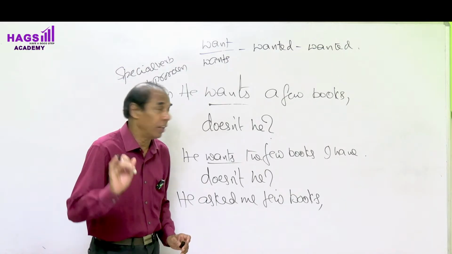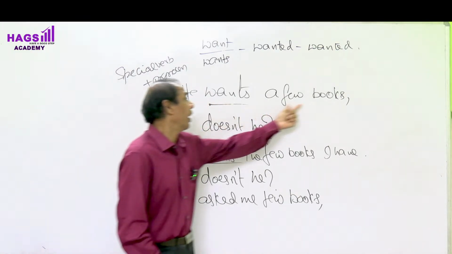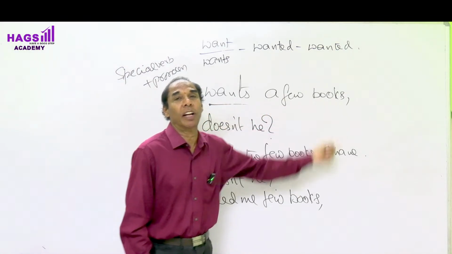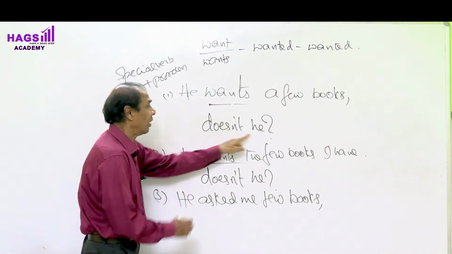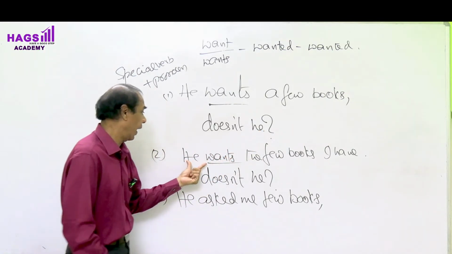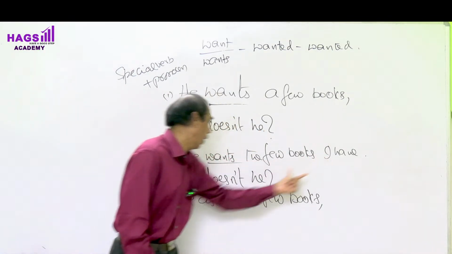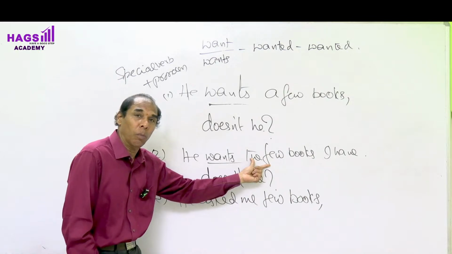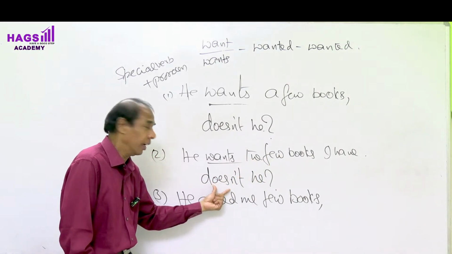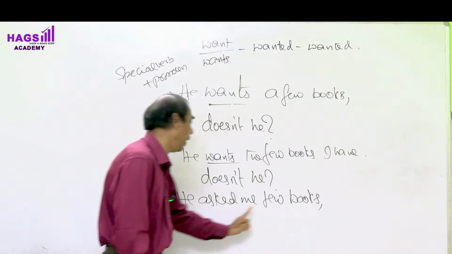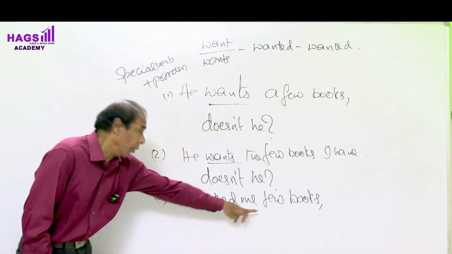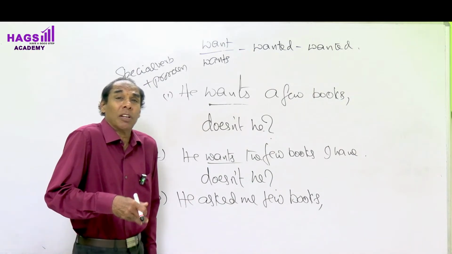I'm very sorry. See, he wants a few books. Right? The statement is positive, so the question tag must be negative. Does plus not, doesn't he? First one. Okay? He wants the few books I have. The few is also positive, so the question tag must be negative. Doesn't he? Right? Now look at the board. He asked me few books.